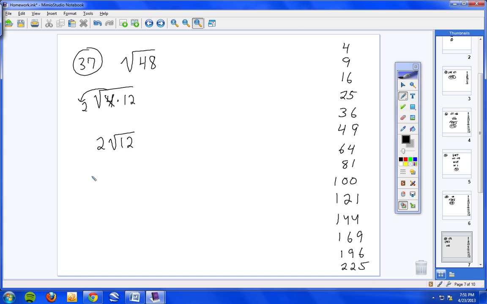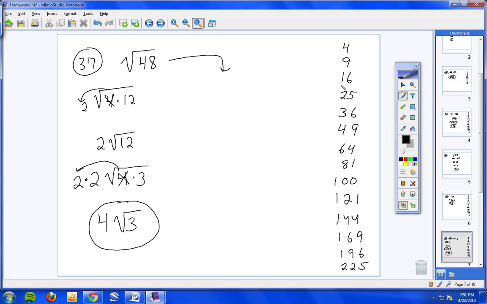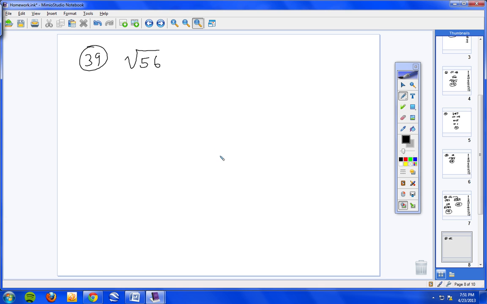Then you'd have to take 12 and break down 12 again, because 4 goes into 12. So 4 times 3. We know the square root of 4 is 2. Cross off the 4. Put a 2 on the outside. When you do, you multiply those numbers. So 4 square root of 3. Now that's fine, but there's a faster way. 16 goes into 48, so I could just say 16 times 3, because 16 times 3 is 48. And then what is the square root of 16? Well, it's 4, so put a 4 on the outside. Either way, you get 4 square root of 3. Does not matter. All right, number 39.